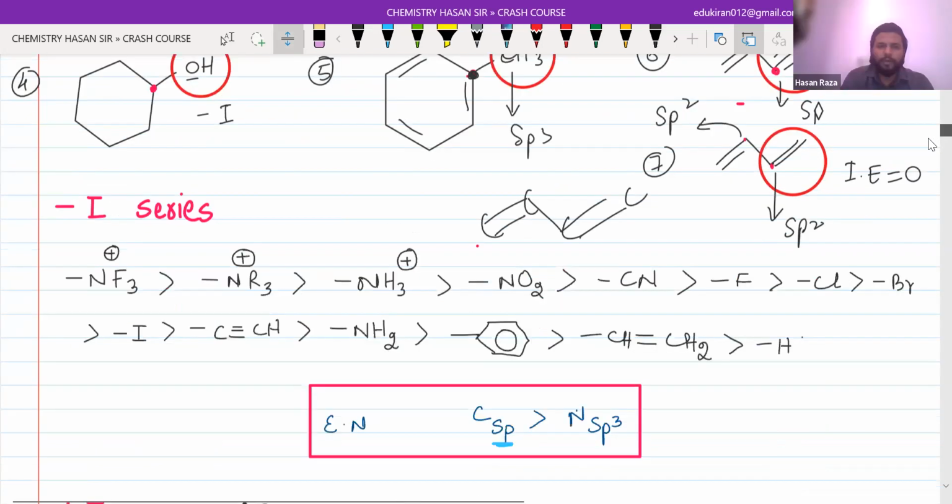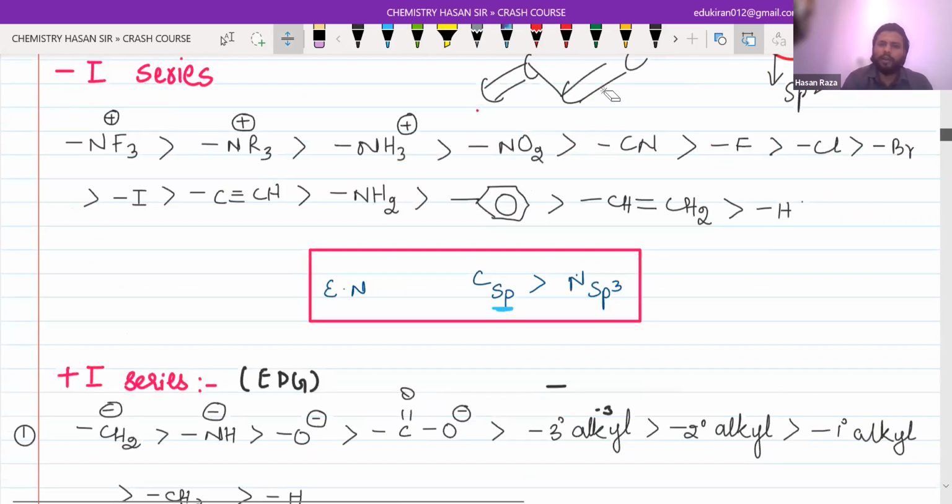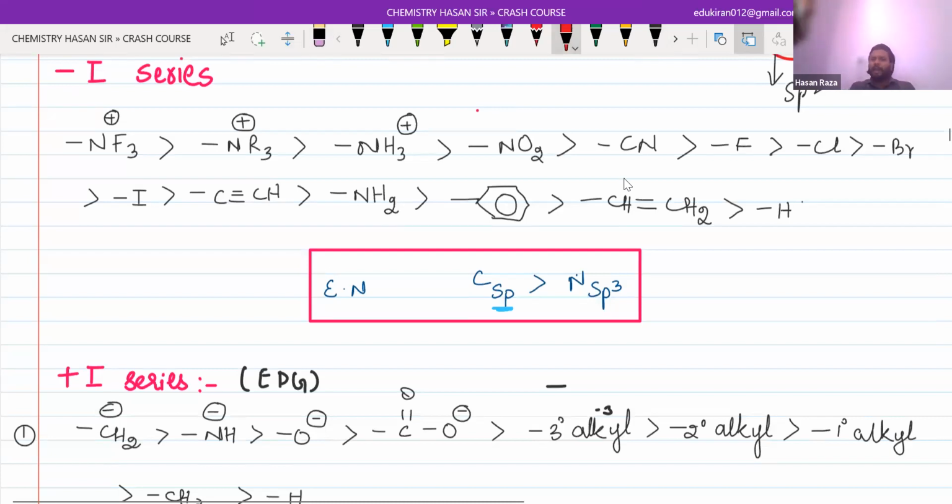Okay, thank you. Moving to the next part, which is very, very important, and I recommend you please write it. This is the series of minus I and plus I as well. First, let me explain it and then you are going to write it. The group with the most withdrawing power is NF3 positive, then NH3 positive, NO2, CN. NO2 has more electron withdrawing power than CN.